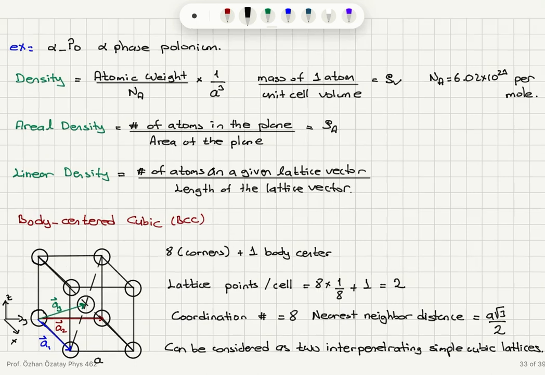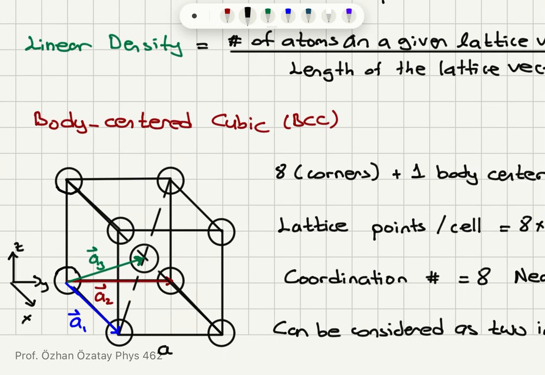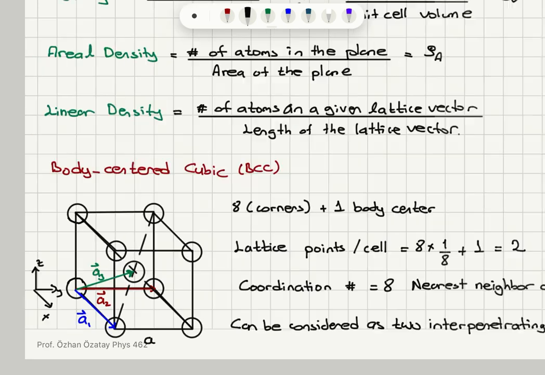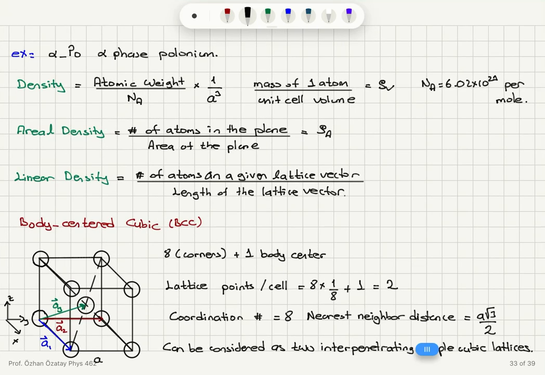Next, we have the body-centered cubic structure. As you can see, we have eight atoms at the corners and one atom at the body center. One choice of basis vectors is shown here, a1, a2, and a3 along the body diagonal.